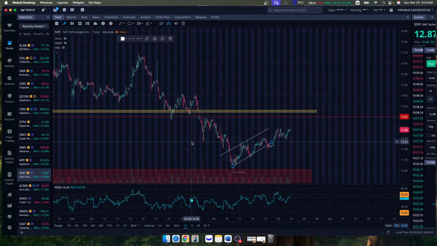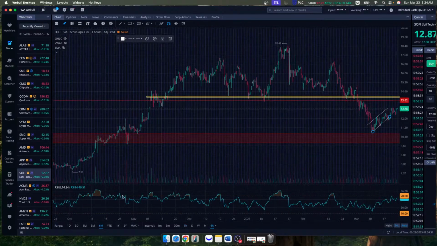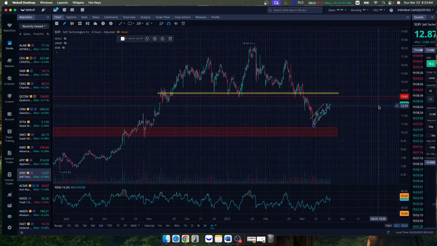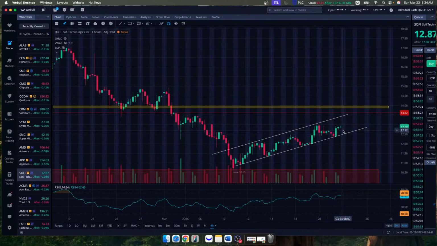SoFi Technology, we've been trading within this range right here, $19 down to 10, and it's pulled back here. So as we are trending in this channel, as long as you can stay in this channel, you're okay to trade SoFi. But the second it starts breaking this, I'd definitely be cautious.